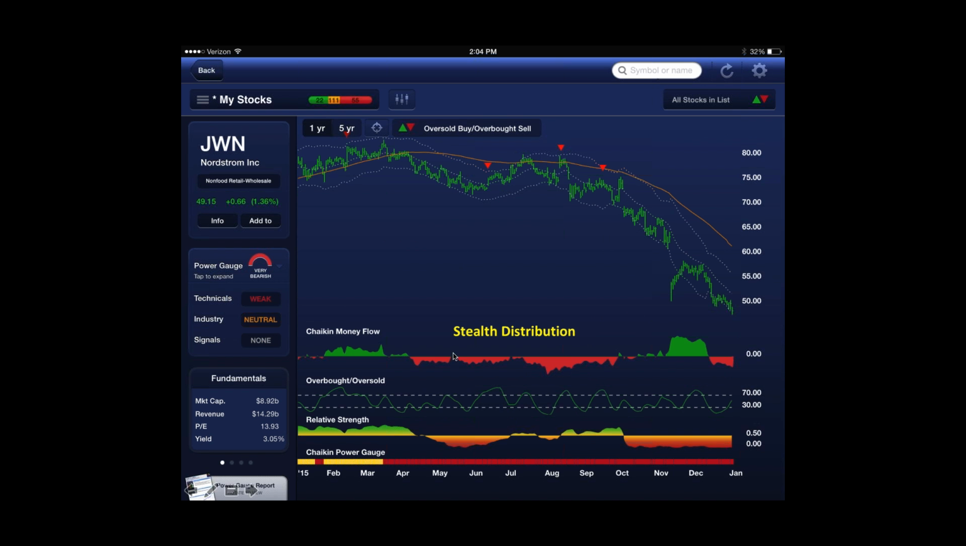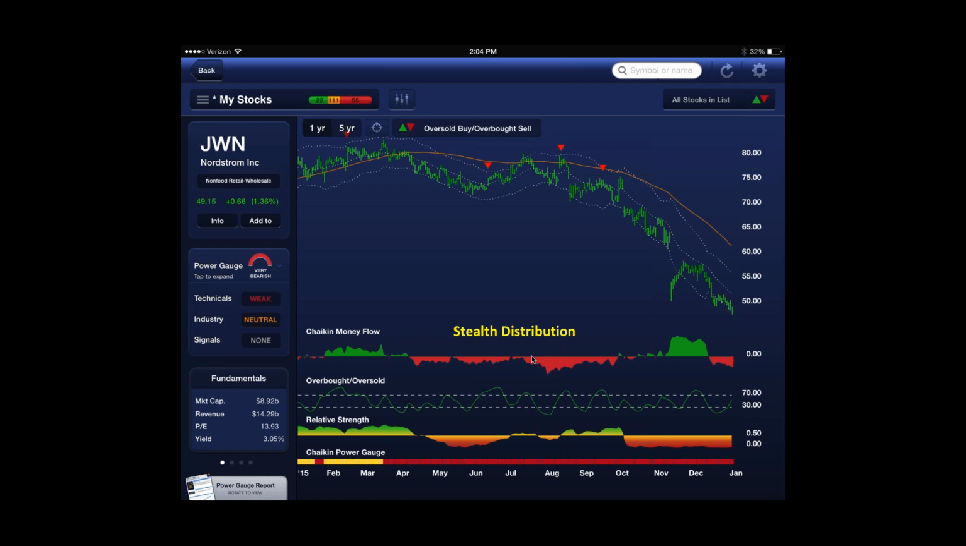Notice how money flow stayed negative from April through September. Now, this is a 21-day money flow measurement. And you had a rally in Nordstrom from 70 all the way to 78 over a 4-week period, and money flow never got green. That was a sign that the institutions were selling the stock, not buying it.